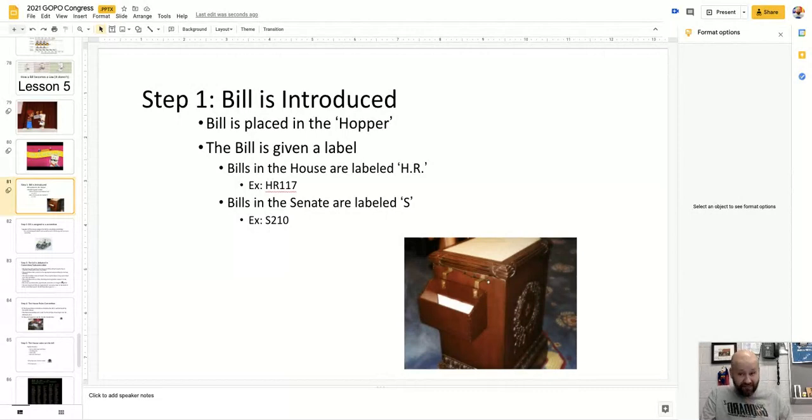Anybody can write it. So before Osama bin Laden was killed, if you believe that, Osama bin Laden could have written a bill as long as he could talk somebody into putting it in the hopper, because Osama bin Laden could not put it in the hopper because he's not a member of Congress. Okay.